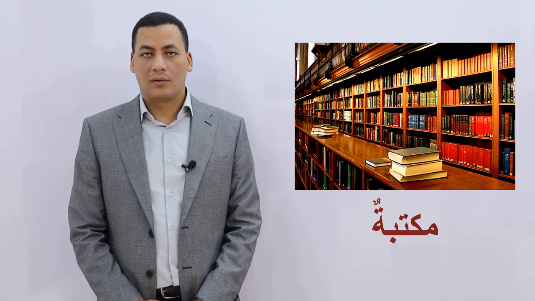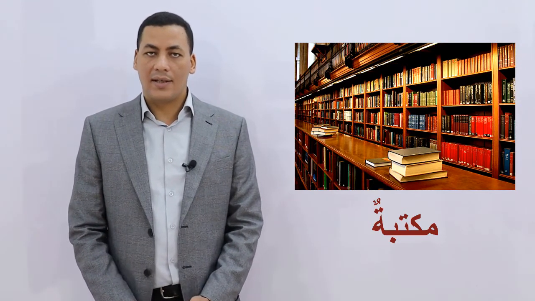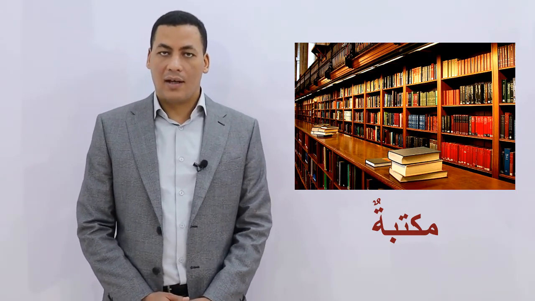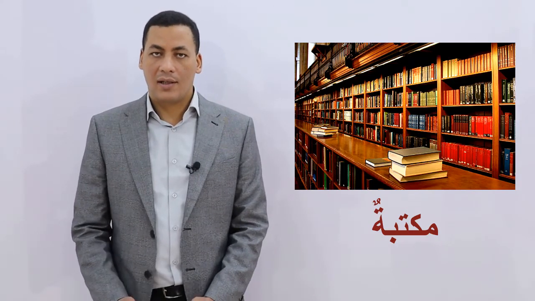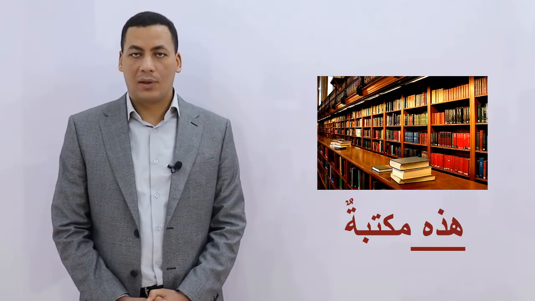So if we have a word like maktabatun, it's feminine. And the sign of feminine here is the ta marbuta. Mostly feminine vocabulary have this sign, which is ta marbuta. So let's understand it like this for now. So we have a word like maktabatun. We should use hadhihi, not hadha. I can't say hadha maktabatun. I should say hadhihi maktabatun.